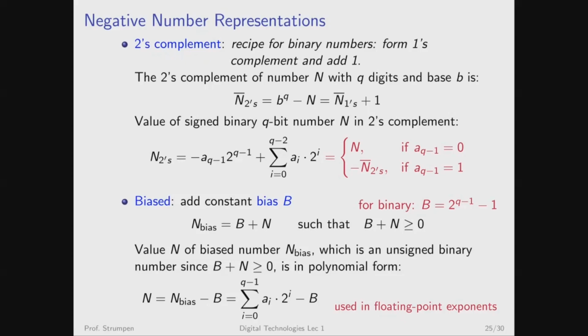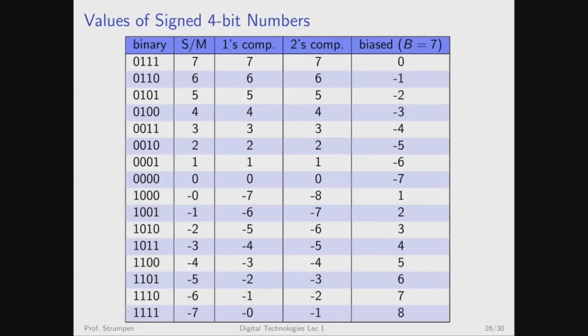Right? This particular representation is used in floating point numbers to encode the floating point exponent. Right? For integer binary numbers, it is not used because adding the bias is an expensive operation for another thing. All right. So let me compare these 4 different number representations for 4-bit binary numbers, right? Those are the binary numbers in range 0 through 15, but now interpreted as signed numbers.